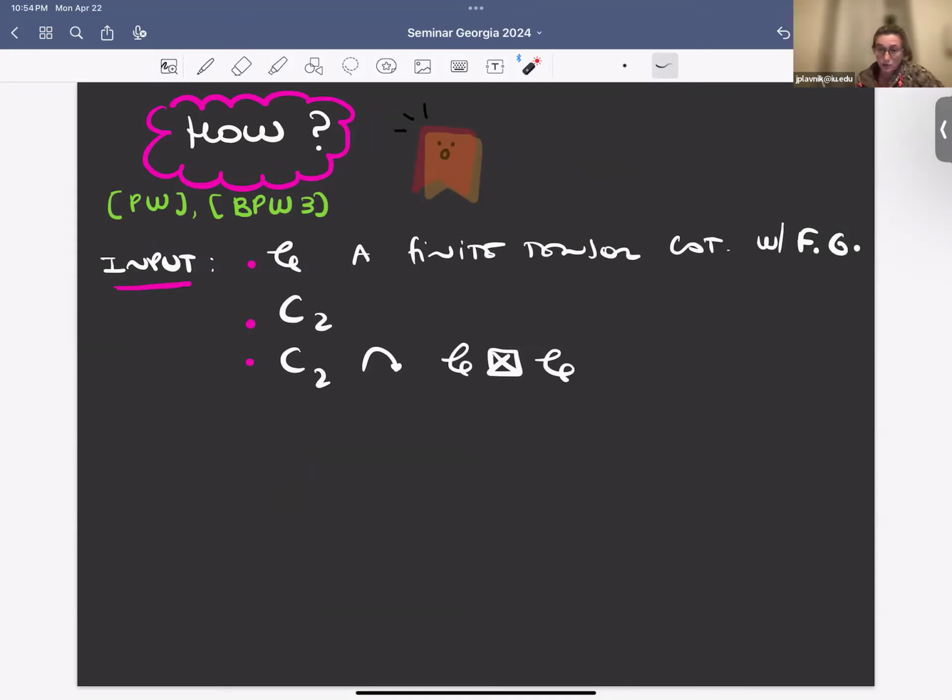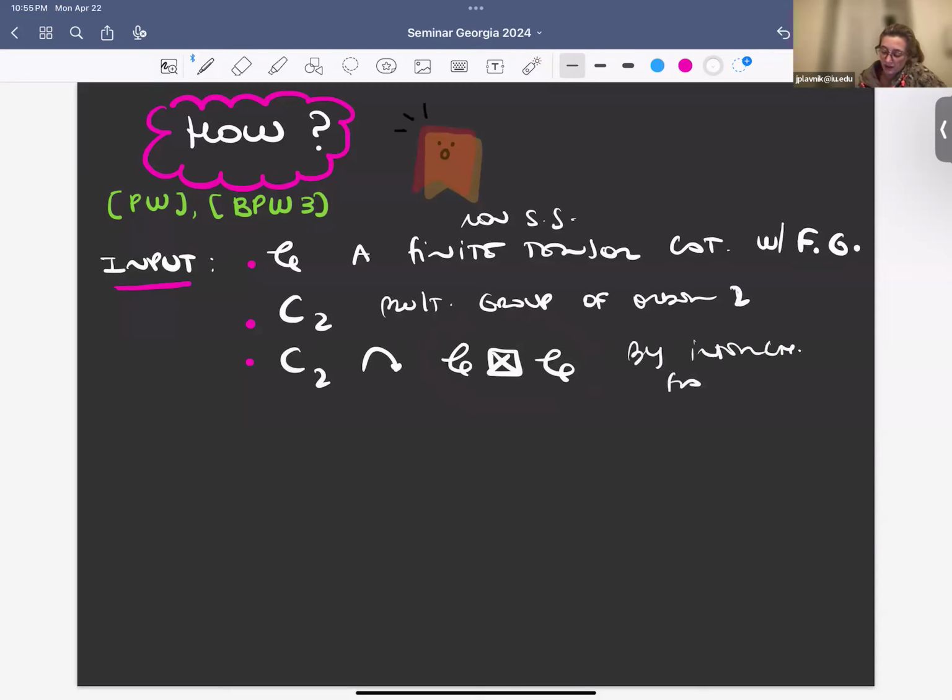We started with a non-semi-simple finite tensor category C with our finite generation condition. This C2 will be the multiplicative group of order two. I'm just fixing the notation here. But the important thing is that this group always acts on the linear product of two copies of C just by interchanging factors. First of all, I need to say that the linear product is the linear product of categories. It's like a generalization of the tensor product. So it's like a direct product of these two categories in some sense. So it has a universal property to define it.